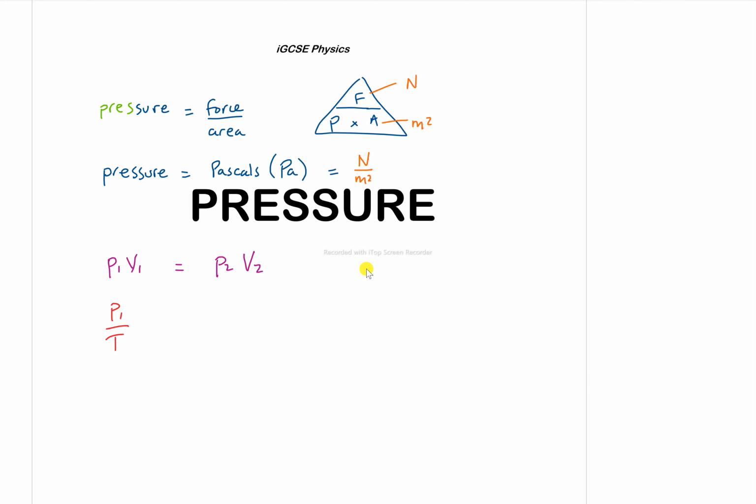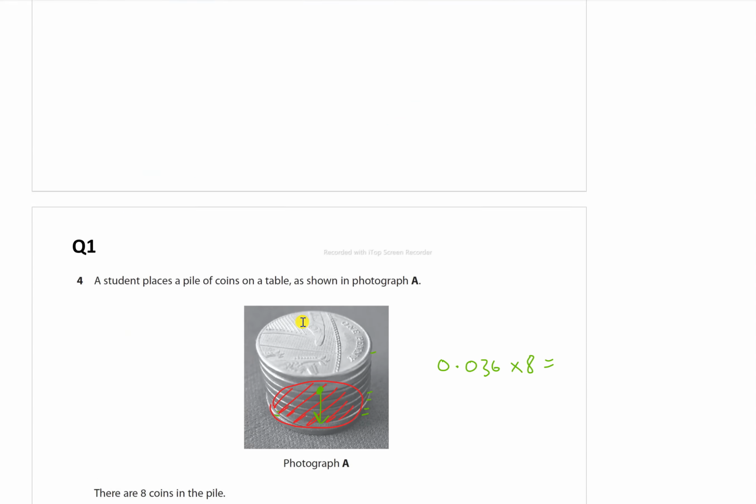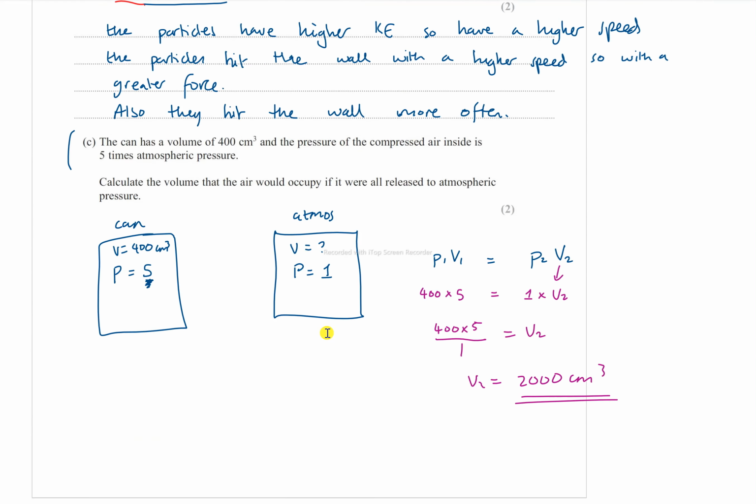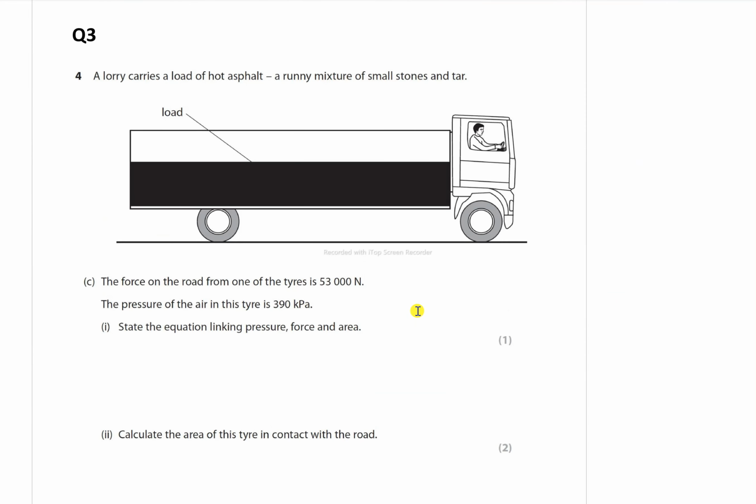P1 over T1 equals P2 over T2. Let me check that one. Yeah, that's fine. I've come across that as well, but we'll have a look. Right, so we've done that. Okay, here we are.